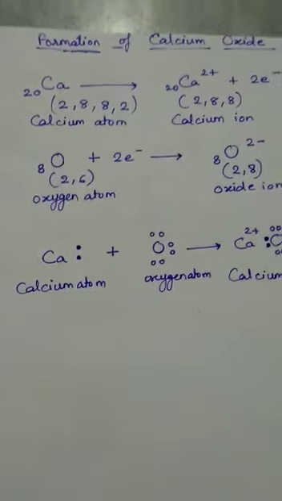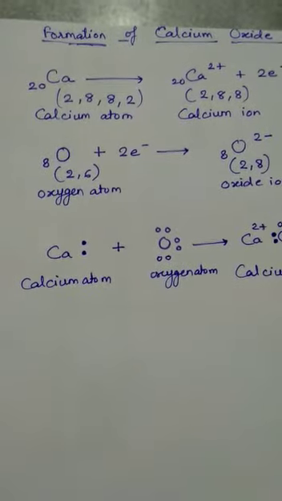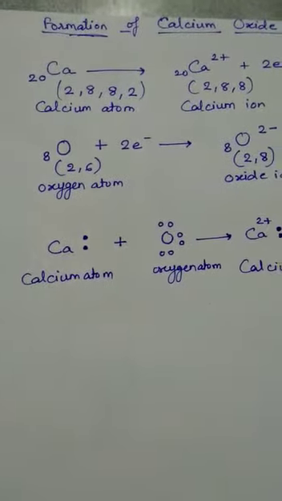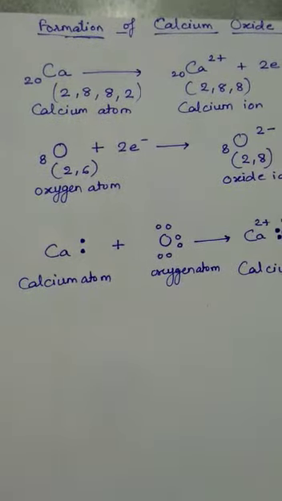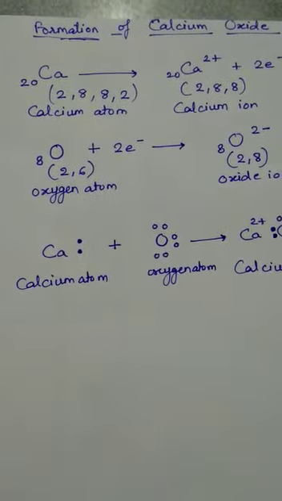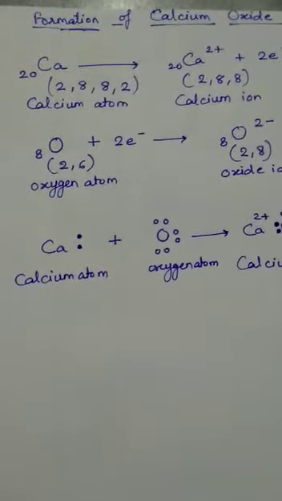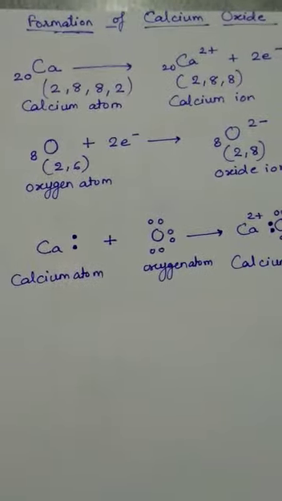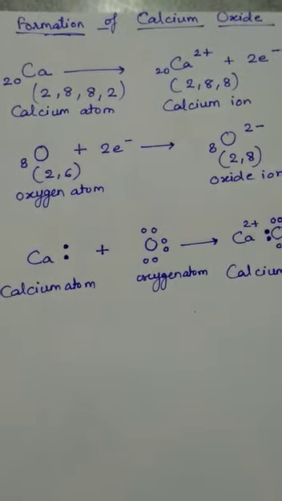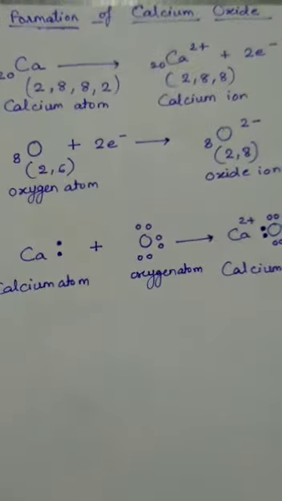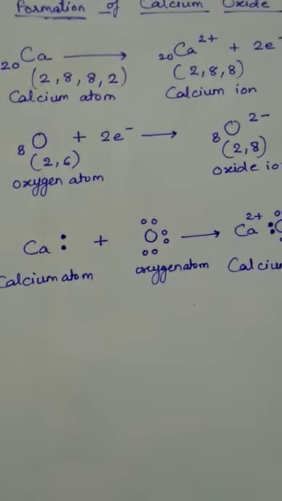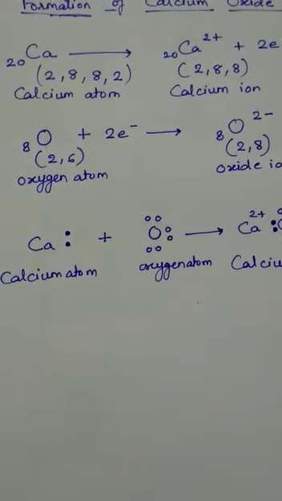Oxygen, we know, has the atomic number 8. The electronic configuration is 2, 6. Now 6 are the valence electrons, but the second shell is there. We know that it requires 2 more electrons so as to get 8 electrons in the valence shell. So these 2 electrons which are donated by the calcium atom will be accepted by the oxygen atom, and it will have now 8 electrons in its outermost shell, and the electronic configuration will become 2, 8.